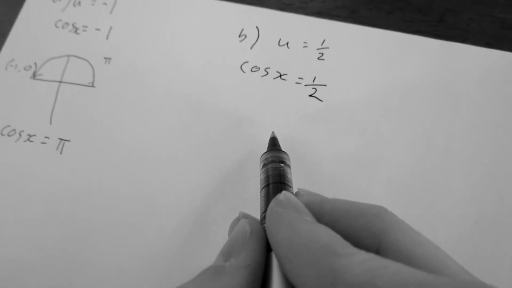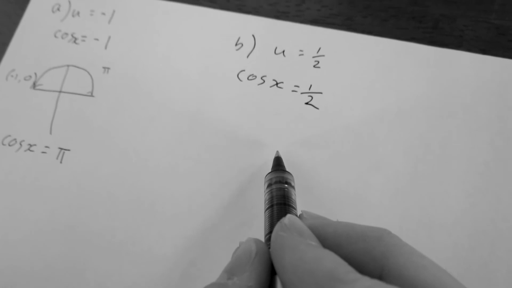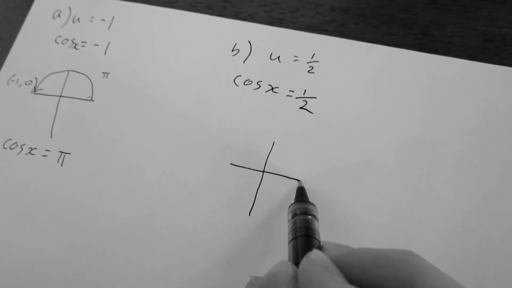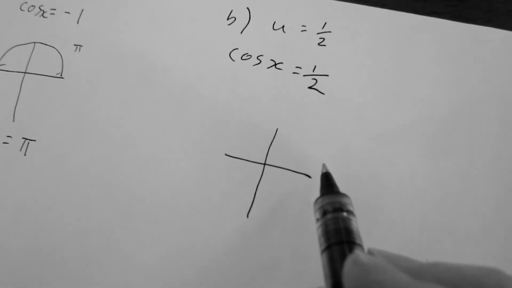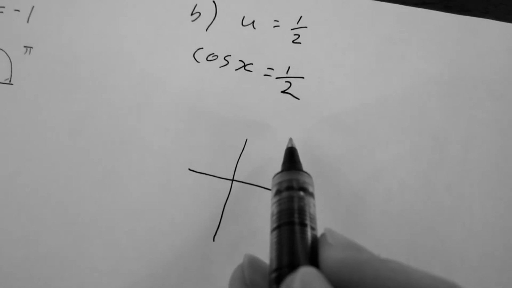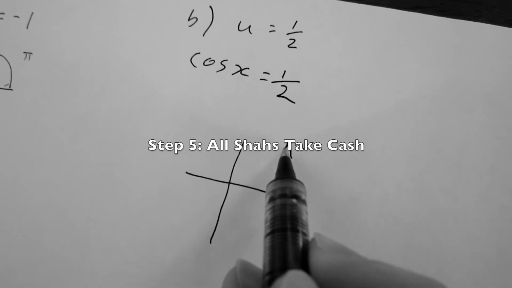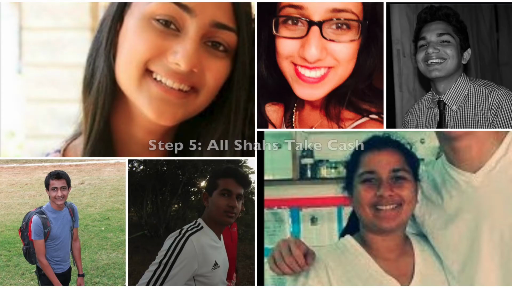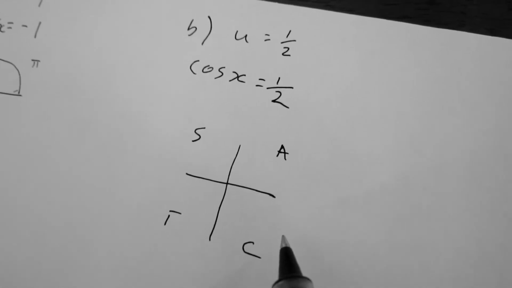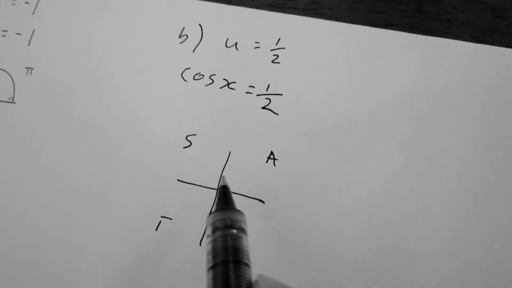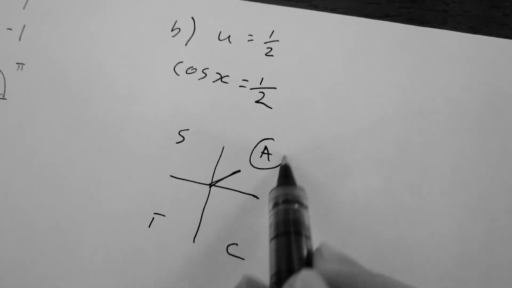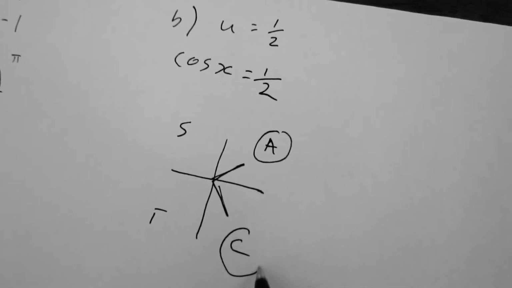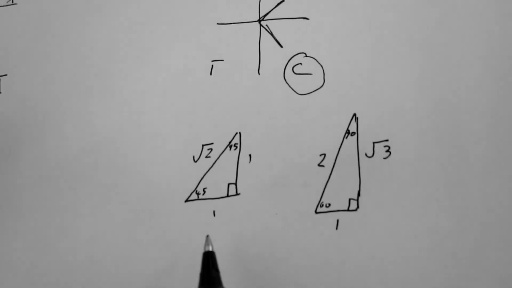Then I looked at cos x equals 1/2. This was slightly harder. First, I had to use the unit circle to determine which value would be positive. That is, in which quadrants a potential answer could occur. I remembered the helpful acronym, all SHARs take cash, and deduced that a positive cosine answer could only occur in quadrants 1, A standing for all values are positive, or 4, C standing for only cosine values are positive.